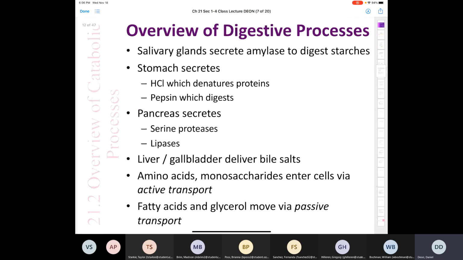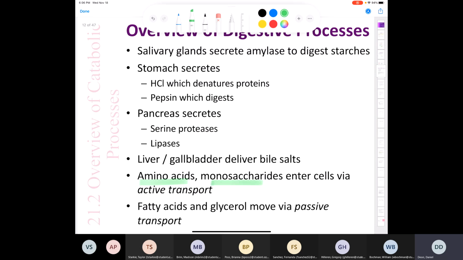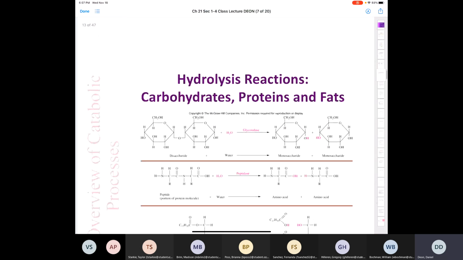So again, salivary glands secrete amylase, or salivary amylase, we sometimes call it, which can digest starches. Stomach acids are going to be able to denature proteins. Pepsin is going to start working on proteins right away. The pancreas is going to secrete serine proteases and other lipases that can act on proteins and fats, respectively. And I talked about active transport and passive transport. Active transport is for amino acids and sugars, and fatty acids and glycerol move via passive transport. Our book doesn't go into any more detail about that than that.